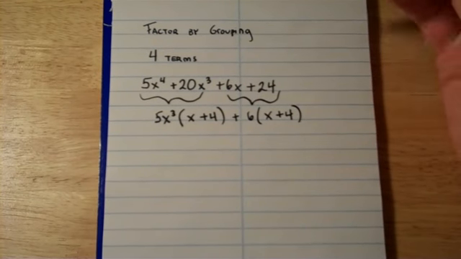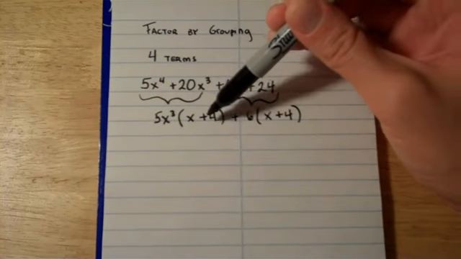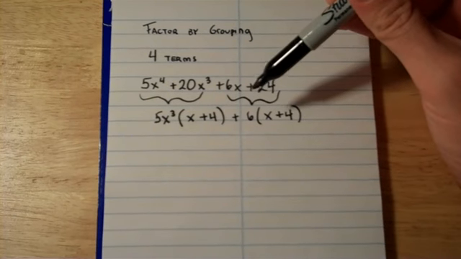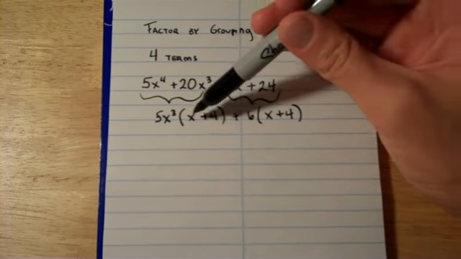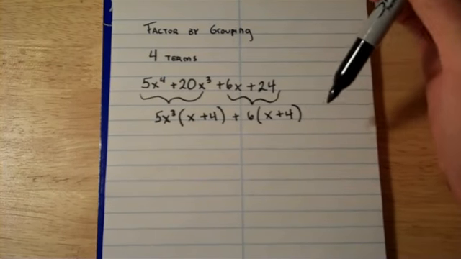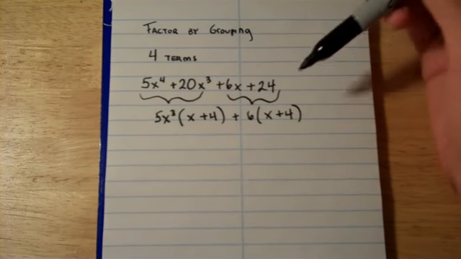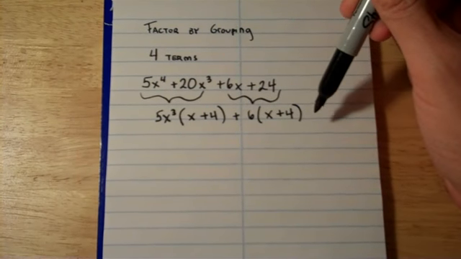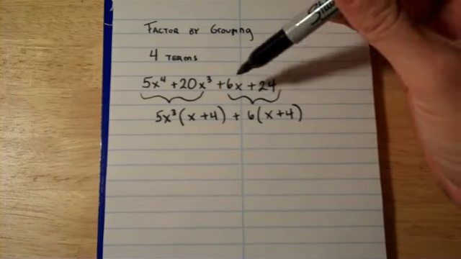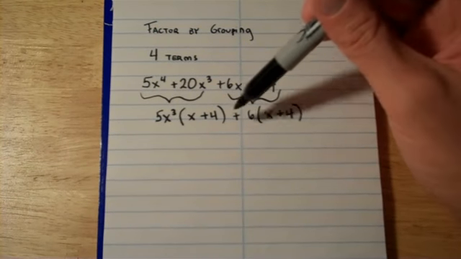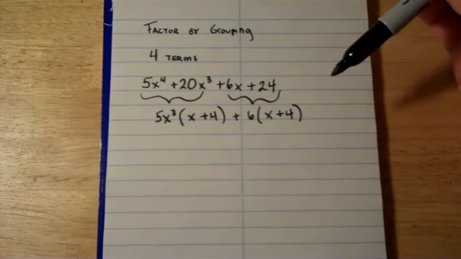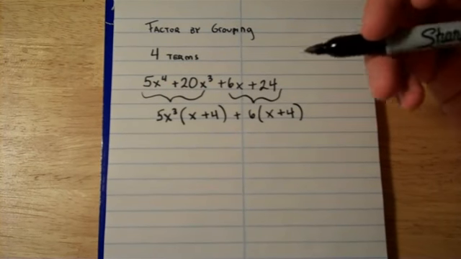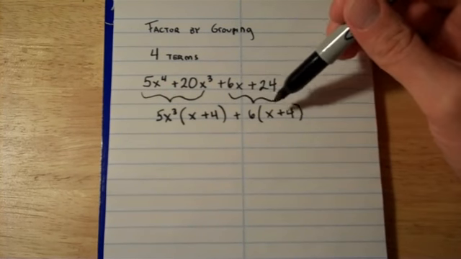You'll notice that we're left with an x plus 4 in both cases. That's when you know if you got it right or not, because it has to be the same binomial. Because what that allows you to do is factor out that binomial. Hey, remember, when we find the GCF of certain terms, you can factor that out and write it on the outside. Well, in this case, the GCF, or the thing they share in common, is the binomial.